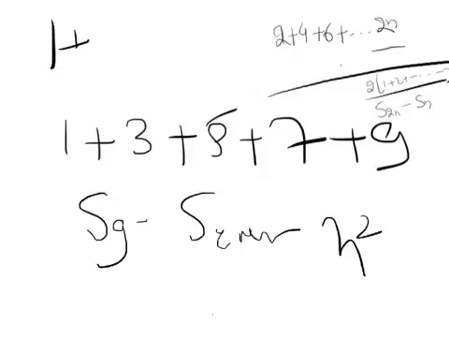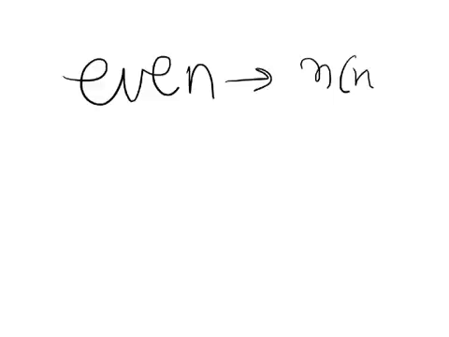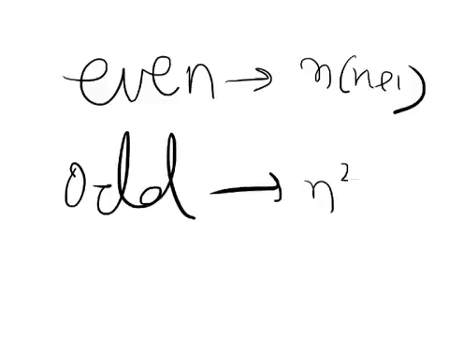Sum of odd terms 1 plus 3: 2 terms, 2 squared, 4. 5 terms, no problem, 5 squared, 25. The sum has to be 25. It's always n squared. So the sum of all the even terms will always be n into n plus 1. The sum of all the odd terms is always n squared. Any doubt in this?